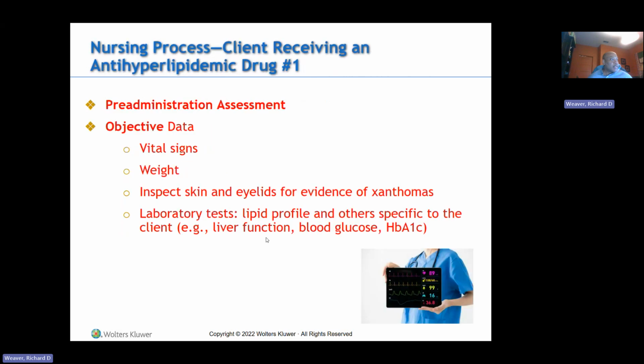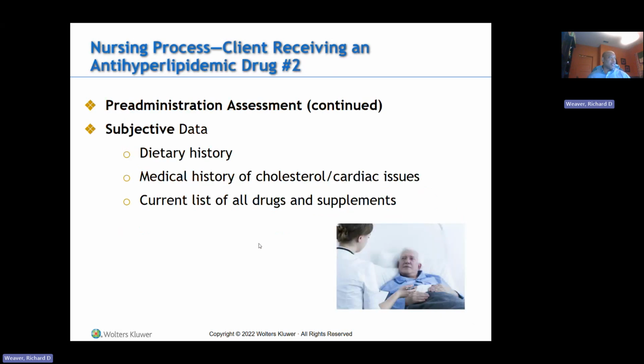And folks, that is actually it. Let me see if there's anything here. So we have our pre-admission assessment: the vitals, weight, and inspect the skin and eyes for evidence of xanthomas. Look at our labs. We want to know what our lipid profile levels are, liver function, since it is heavily metabolized in the liver, and blood glucose and hemoglobin A1C levels, since this drug can cause hyperglycemia.